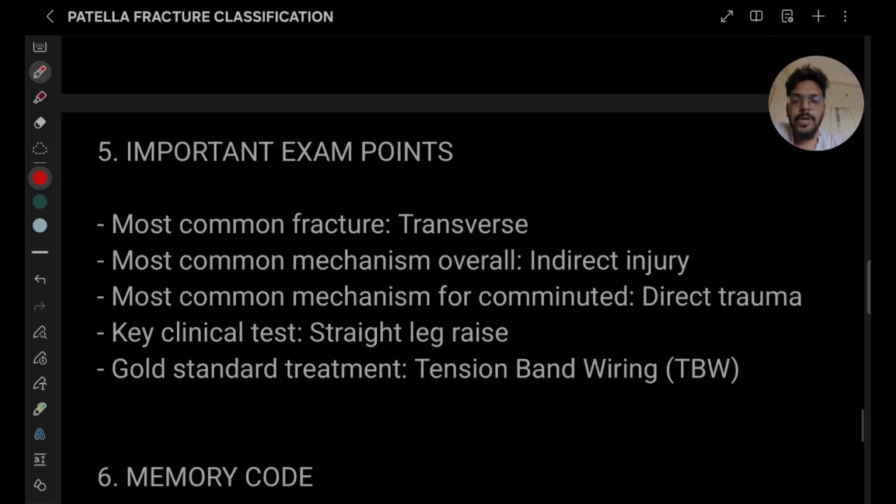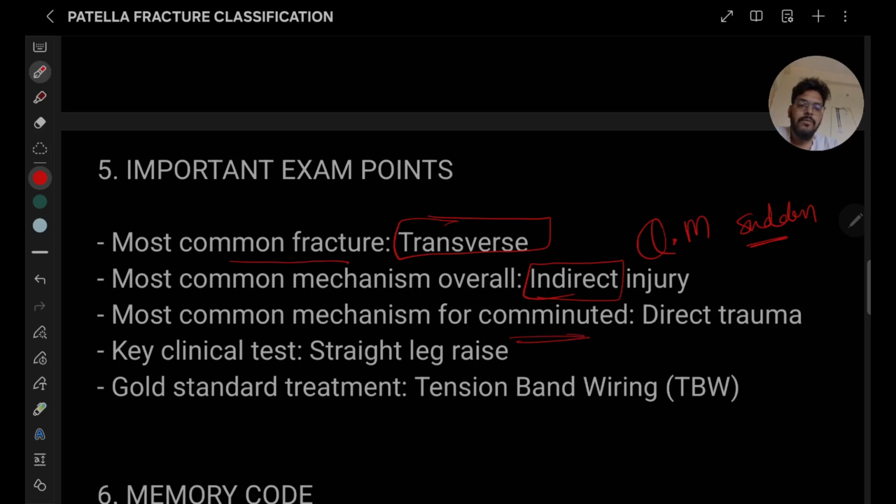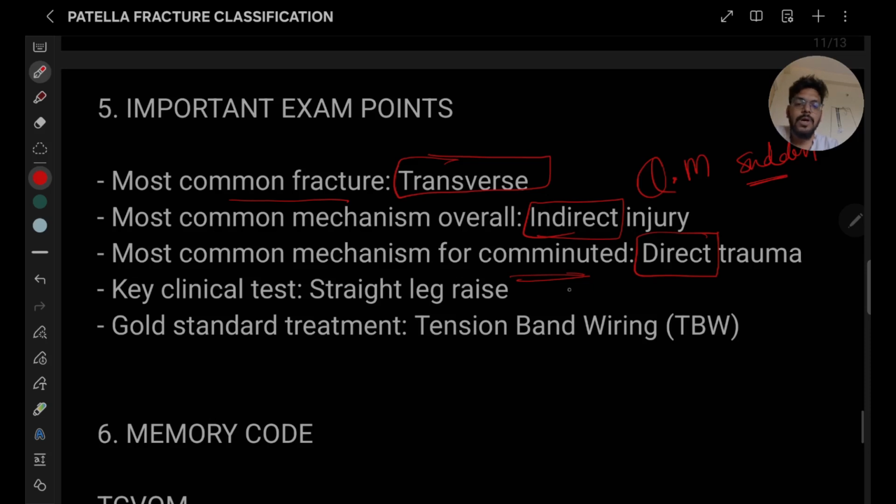The important exam points you must remember: the most common patella fracture is the transverse fracture. The most common mechanism is an indirect injury due to quadriceps muscle pull, that is sudden contraction of the quadriceps muscle. The most common mechanism for comminuted fracture is a direct hit or direct trauma. The main clinical test for an intact extensor mechanism is the straight leg raising test.